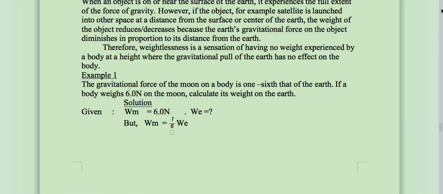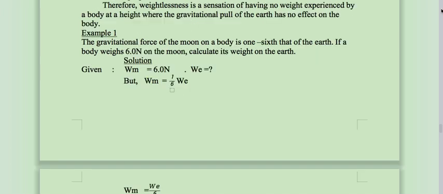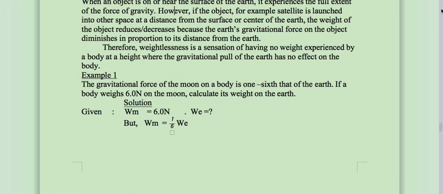Let me give you an example of what we mean. When an object is in space, its weight will reduce because the Earth's gravitational force on the object reduces with distance from the Earth. That means as the distance from the Earth increases, the weight reduces. It is directly proportional.